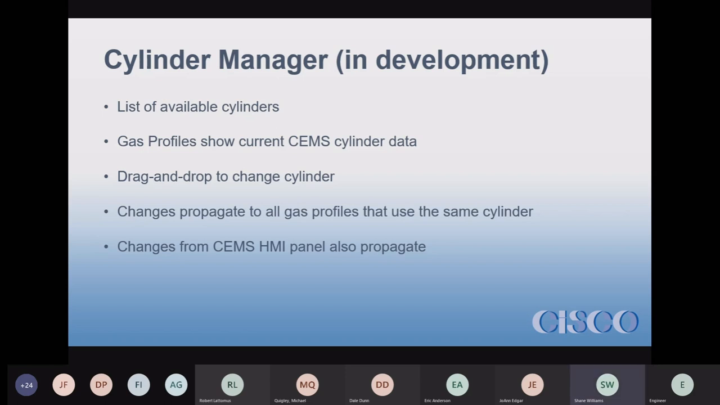The idea is you can go into the cylinder manager and input your list of cylinders. You can do it ahead of time if you want to, or you can do it at the time the cylinder is swapped out. It's up to you. And you can go into this tool and grab a cylinder and drag it over on top of an existing cylinder, and the system will propagate all of the cylinder data to everywhere it needs to go out of the system.